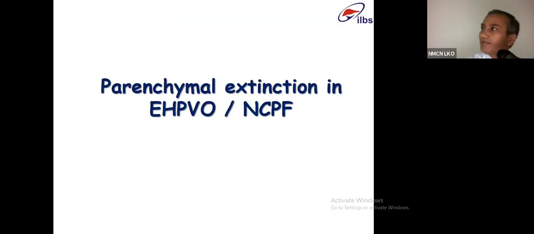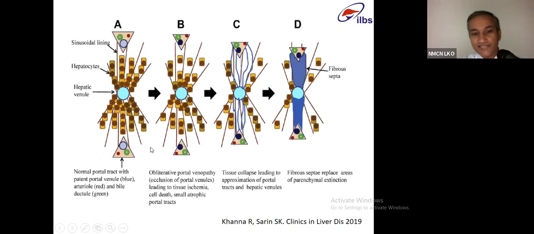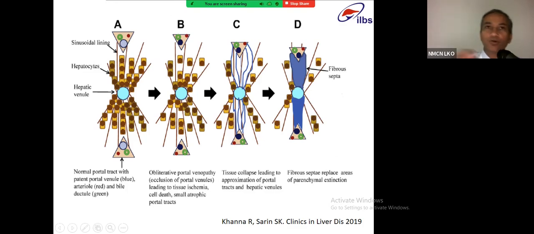What about parenchymal extinction in EHPVO and NCPF? This is again a new concept, but the data is already there. The basic thing is, because of the decreased portal vein blood supply, there is tissue ischemia, cell death, and atrophy of the portal tracts, subsequently leading to collapse and approximation of the portal tracts, which is one of the histological features of NCPF. With subsequent collapse, there is fibrosis, leading to parenchymal extinction and decompensation.